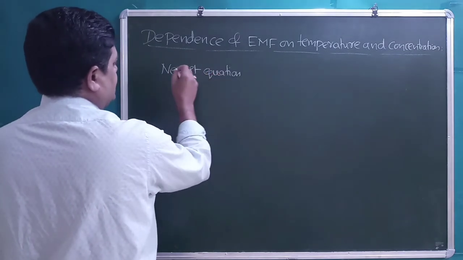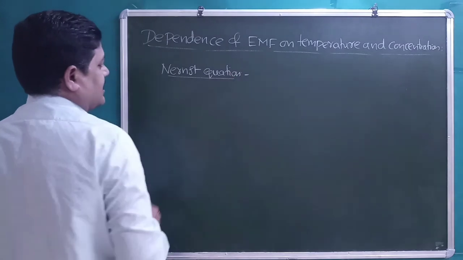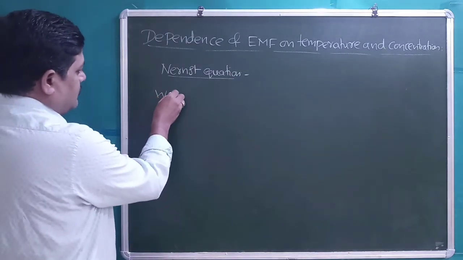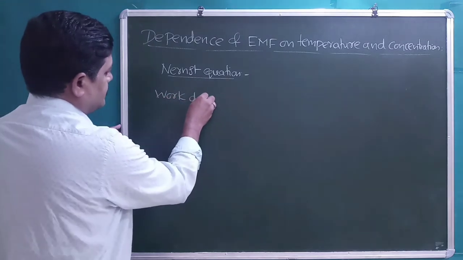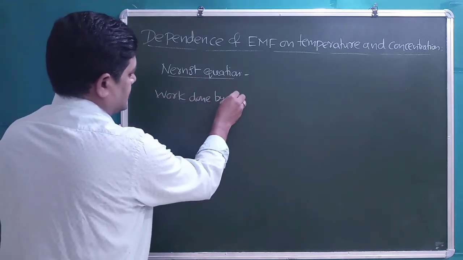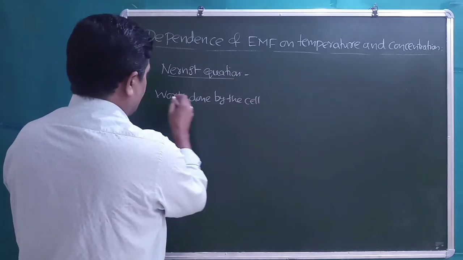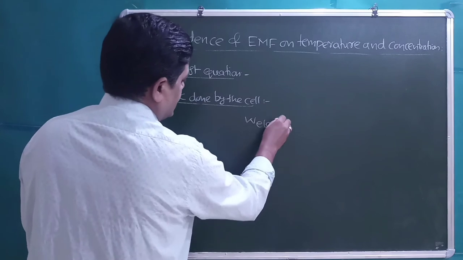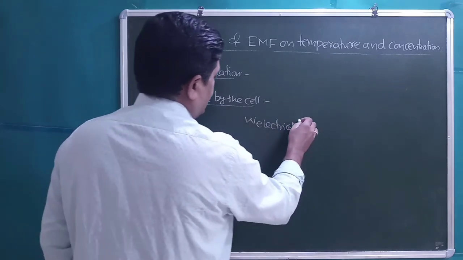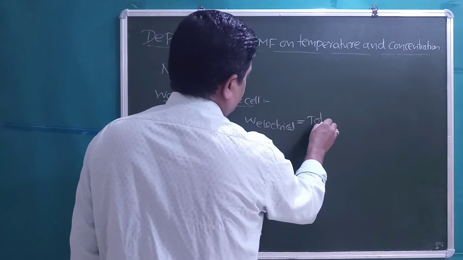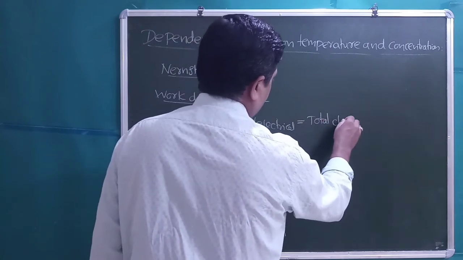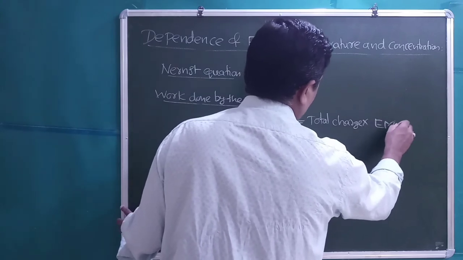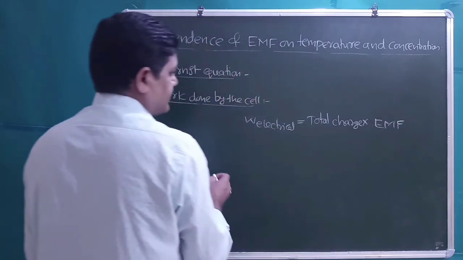To derive the Nernst equation, first we need to calculate the work done by the cell, which is represented as W electrical. W electrical is equal to total charge multiplied by EMF of the cell, electromotive force of the cell.